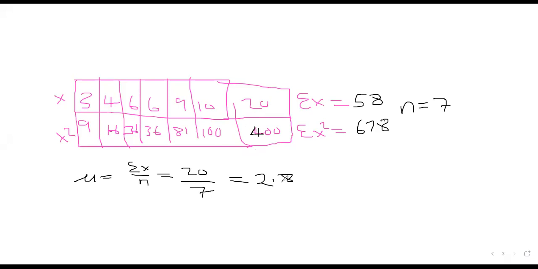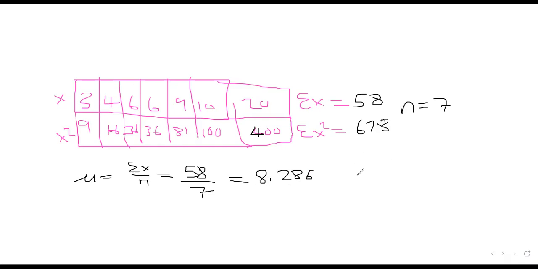2.857. Why are we dividing 20 by 7? That's the formula for the mean. But the summation of x is not 20. That's 58. Exactly. So what do we get? 8.286. Excellent.